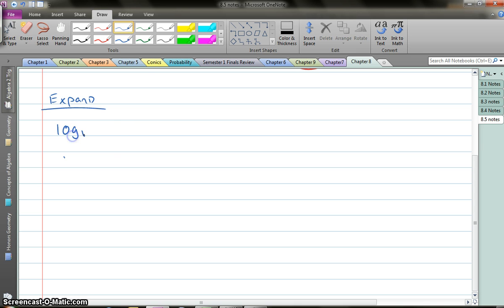Let's say we have log base b of u times v. The important piece here is multiplication, and multiplication is related to addition. So an equivalent statement to log base b of u times v is log base b of u plus log base b of v. So multiplication and addition are related, and these two are equivalent statements.